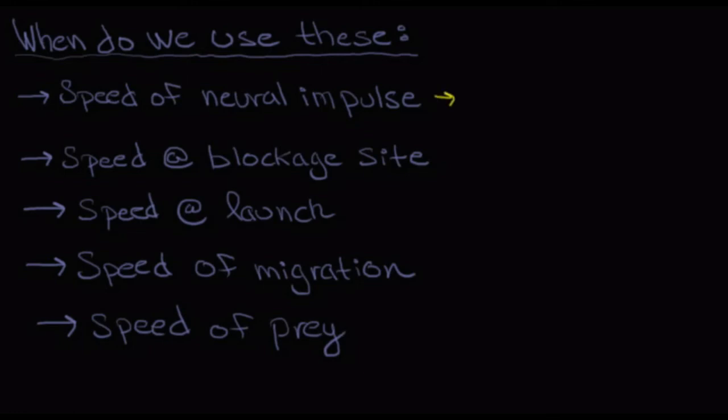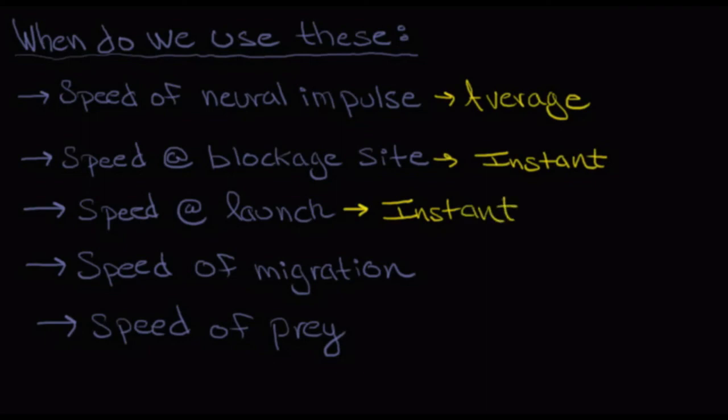For the speed of a neural impulse, we'd be dealing with the average speed, from the stimulus until the reaction. For the speed of the blockage, it turns out that the instantaneous speed is more relevant. The higher the instantaneous speed, the more blockage. The speed at launch, where we took the example of a syringe, is also instantaneous. Launch is usually defined to be a single moment.